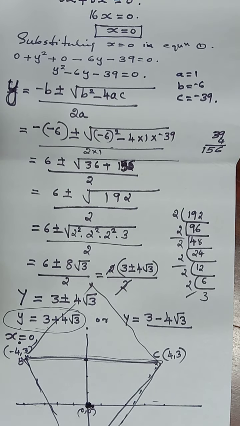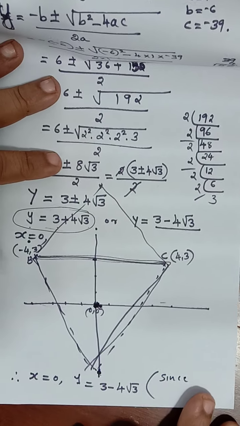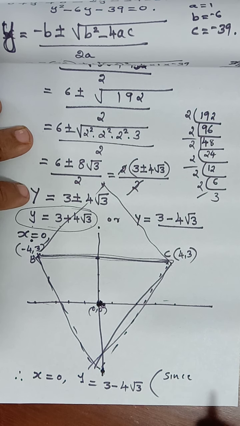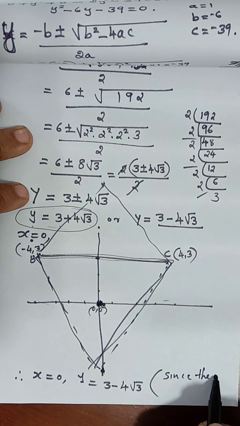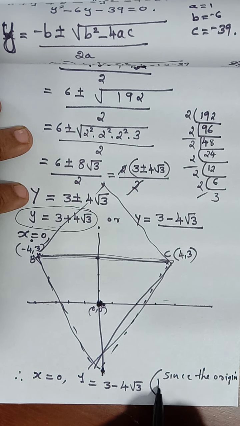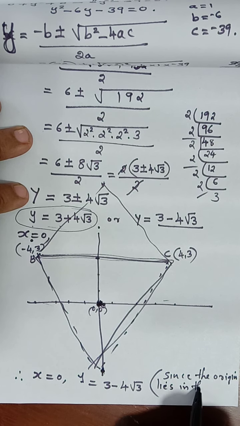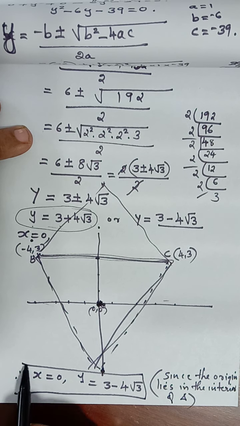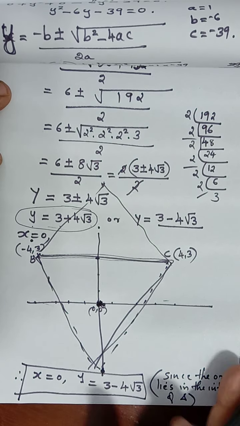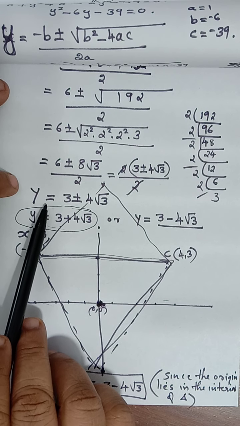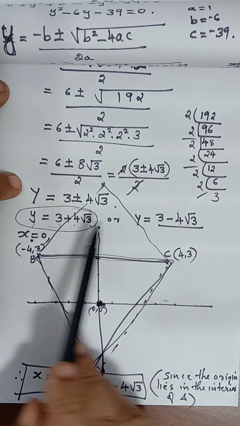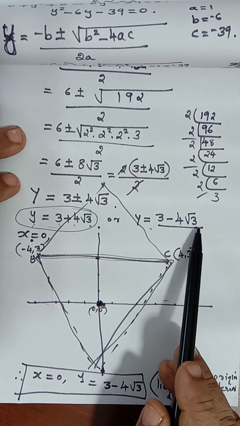As it is asked in the question, we can write the reason is: since the origin lies in the interior of the equilateral triangle. You don't need to draw the figure, it is for you to understand. What you have to do is write y is equal to 3 plus or minus 4 root 3, where y is equal to 3 plus 4 root 3 or y is equal to 3 minus 4 root 3.